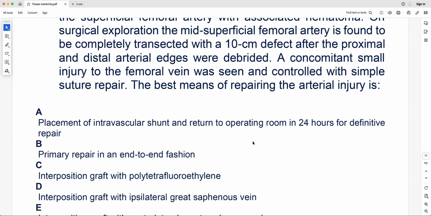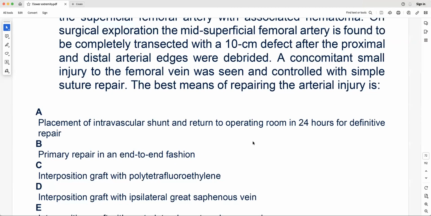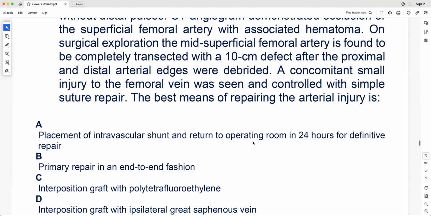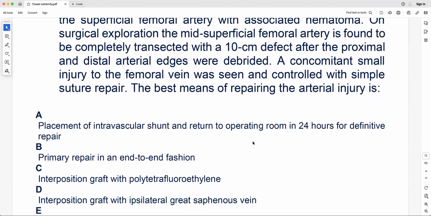First one, you say, why don't we put a shunt and come back in 24 hours? When do we do that? I think if there is a small injury, less than 5 centimeters. No. When you say, okay, I'm not going to do a repair, I'm just going to put a shunt, put the patient on heparin, and come back in 24 hours, can you do that? I'm not sure. No. The patient is stable, right?